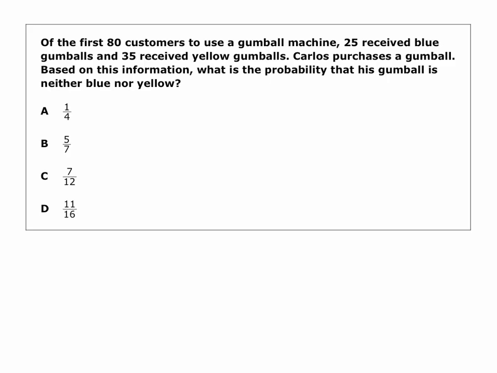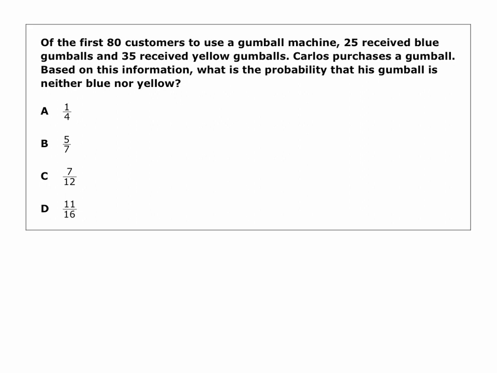This example says of the first 80 customers to use a gumball machine, 25 received blue gumballs and 35 received yellow gumballs. Carlos purchases a gumball. Based on this information, what is the probability that his gumball is neither blue nor yellow? So I know how many customers I'm talking about. There's 80 total outcomes that I'm talking about. I know 25 received blue and 35 received yellow.